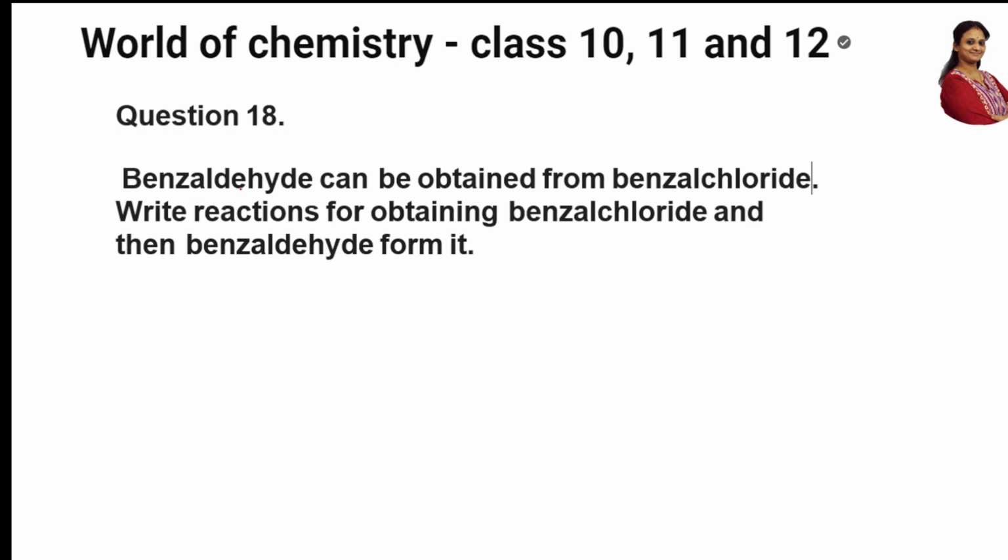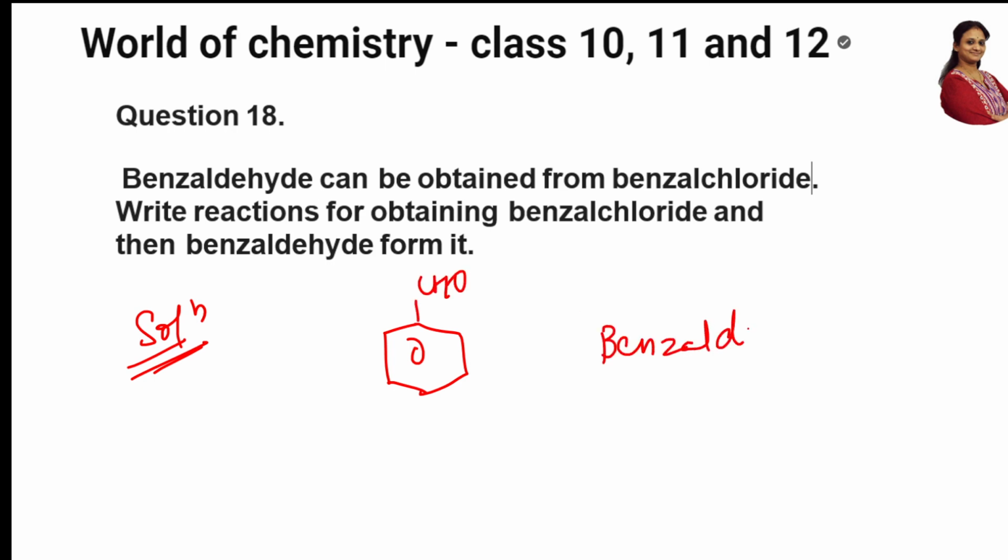Let's see the question. Benzaldehyde can be obtained from benzyl chloride. Write reactions for obtaining benzyl chloride and then benzaldehyde from it. What did they say? Benzaldehyde can be obtained from benzyl chloride. So first of all, I have to write the reactions. Benzaldehyde, what is the formula? I should show this production, benzaldehyde. Then they also said from benzyl chloride.